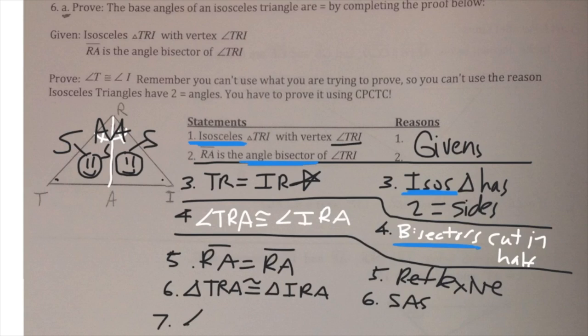Now that I know that's true, every part that's on one triangle must have a matching part in the other. That reason is called CPCTC.